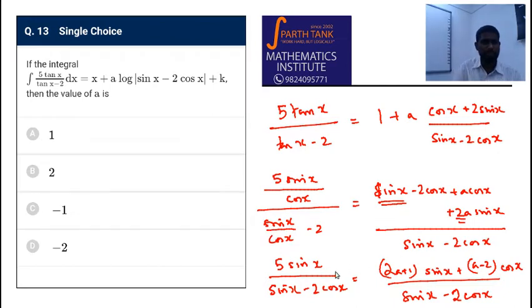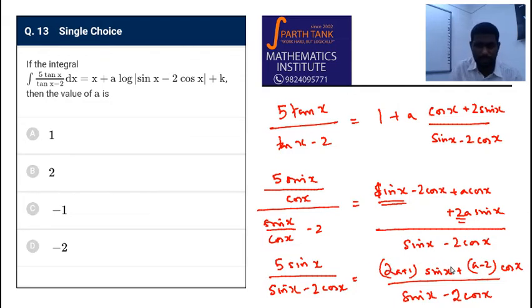So comparing both the sides, the coefficient of sin x in the numerator is 5 and this is 2a plus 1. Cos x doesn't exist here, so this term a minus 2 should be 0. So a should be 2. If I take a as 2, this term vanishes and this becomes 5. So it is satisfying this.